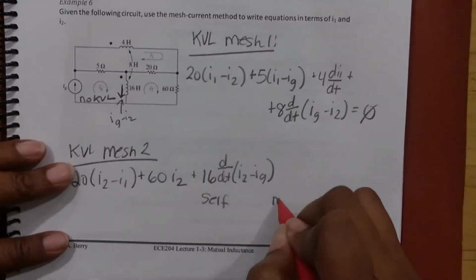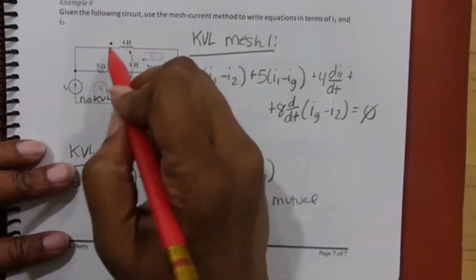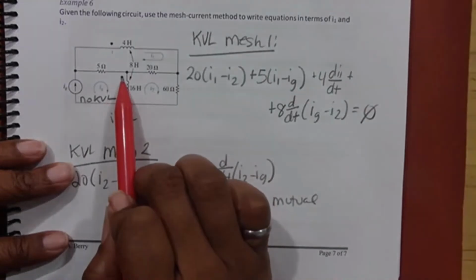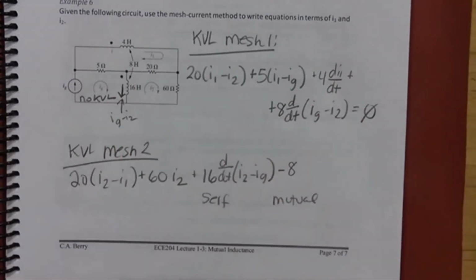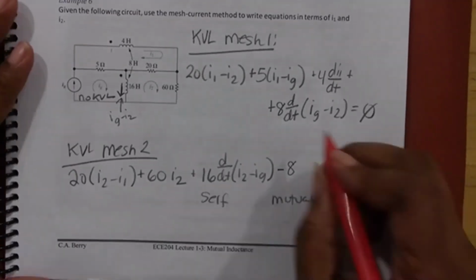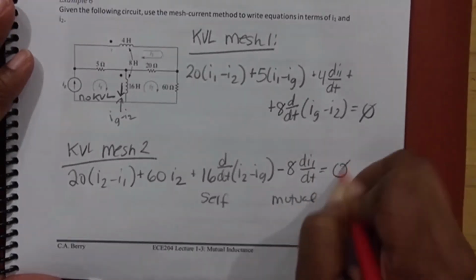The mutual inductance is going to be, the current enters at the dot, so it's positive at the dot here, so it's going to be a minus 8 times what? di1 dt, and we set that equal to 0.